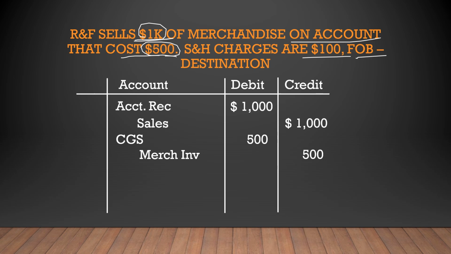Under FOB destination, ownership doesn't transfer until it arrives at the destination. This means that R&F is responsible for paying for delivery. When the seller pays for delivery, it records it as an expense. So debit delivery expense and credit cash.